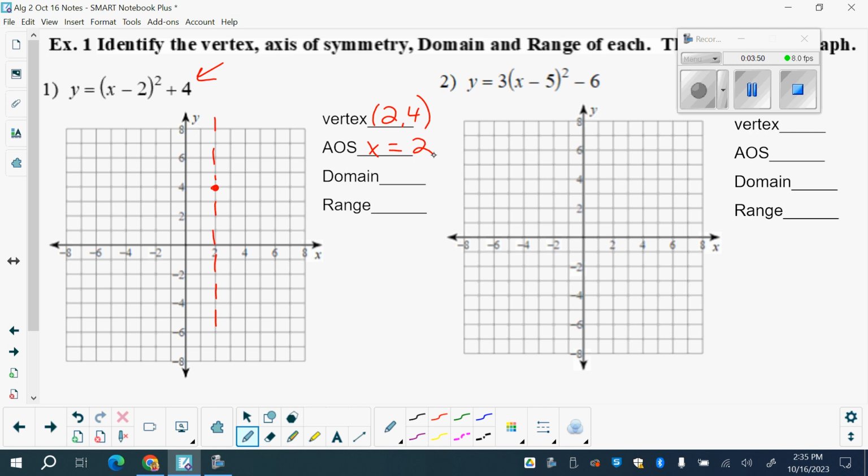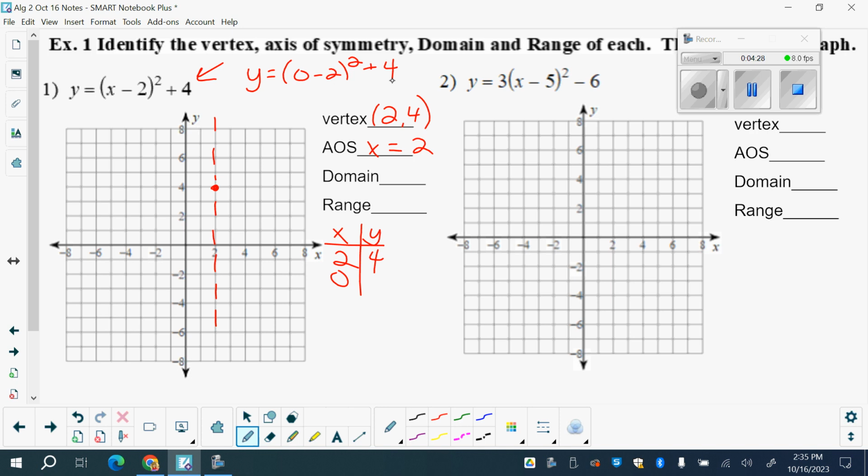So now to find another point, we're going to make a table. And we're going to put our vertex in that table, and we're going to pick a number, just like we did before, close to 2. What's the number that's close to 2? 0. 1 is also close to 2. 3 is also close to 2. Any of those would be fine. So now we're going to substitute it back into our equation to find our y value. So we have 0 minus 2 squared plus 4. Let's put the 0 in place of this x here.